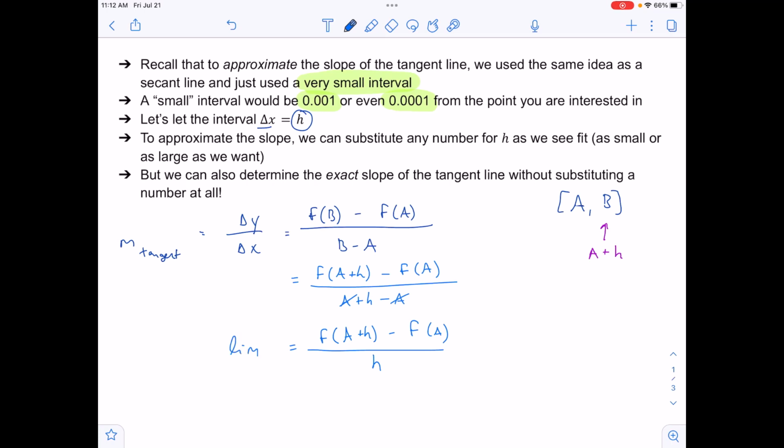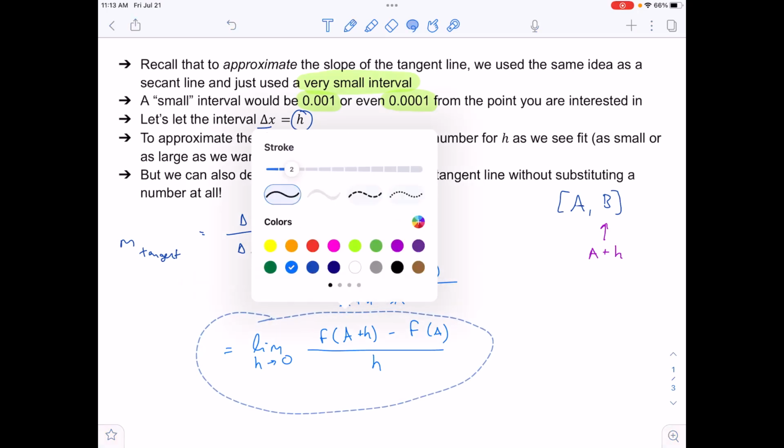We want to be taking the limit of this whole thing as h gets really, really small, as h approaches 0. It's never going to hit 0. That's impossible. We cannot have 0 in the denominator. But we're going to be taking the limit as h gets really, really small, as h approaches 0. This is the formula that you are going to use. Okay, this is the long way of doing it.